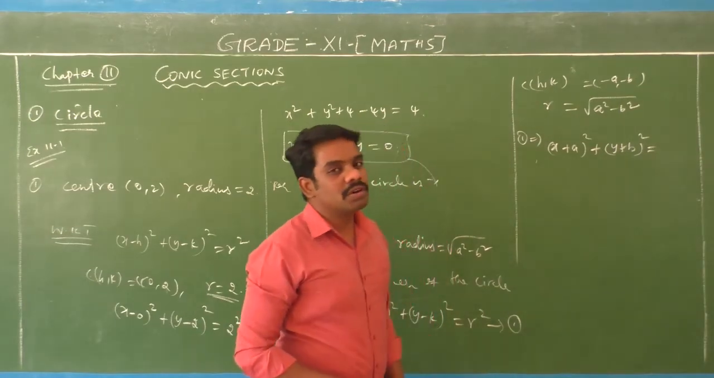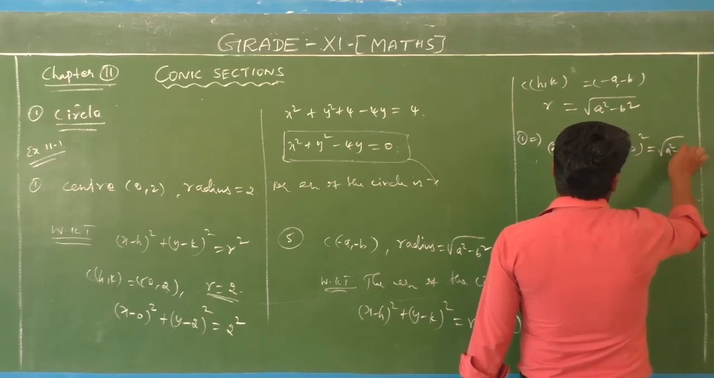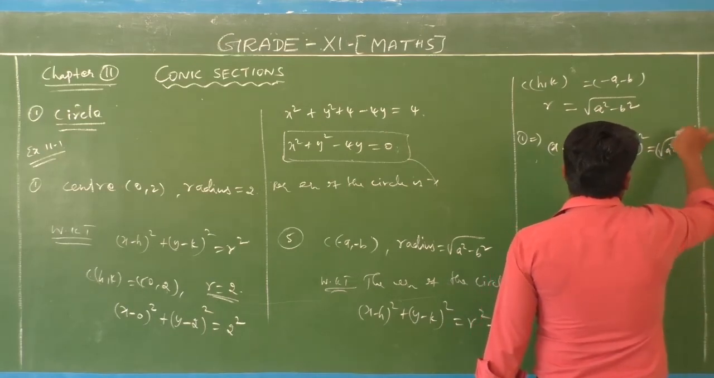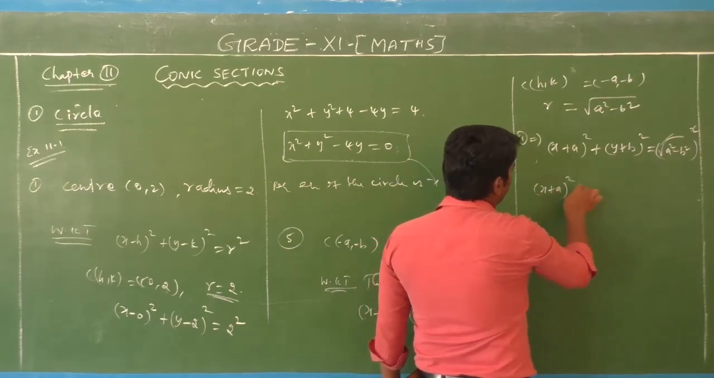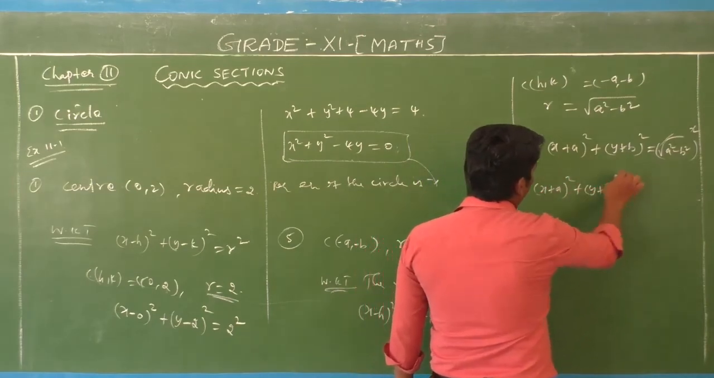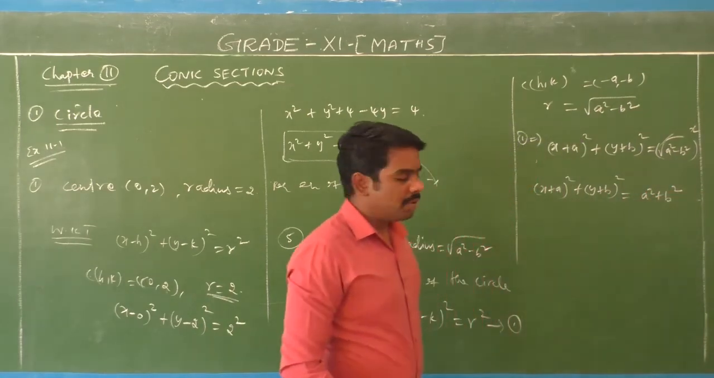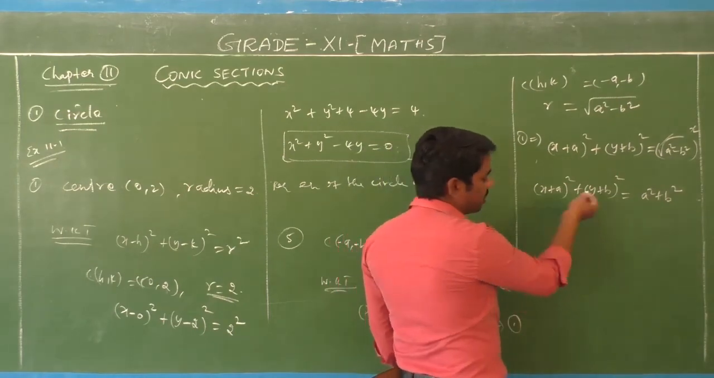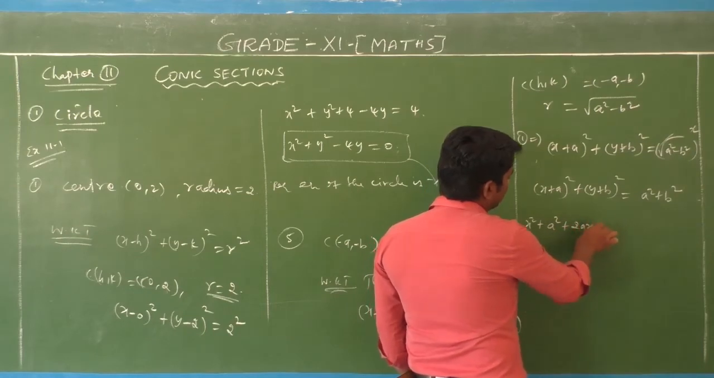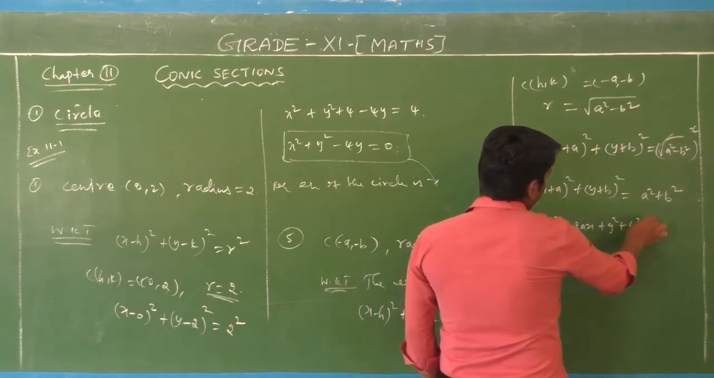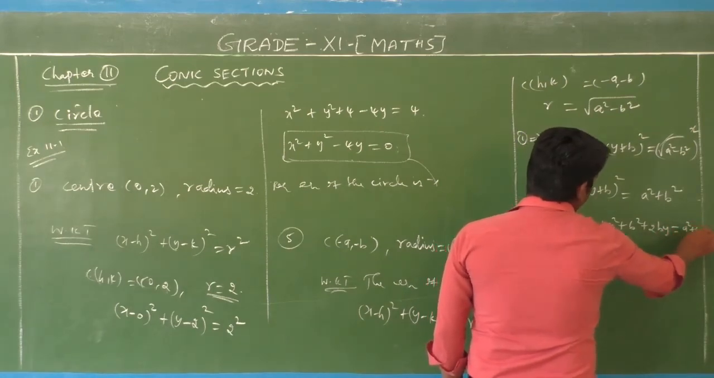Here r is the root of a square minus b square, so the root and square cancel, remaining (x plus a) the whole square plus (y plus b) the whole square equal to a square plus b square. Expanding with the (a plus b) whole square formula, x square plus a square plus 2ax plus y square plus b square plus 2by is equal to a square plus b square.